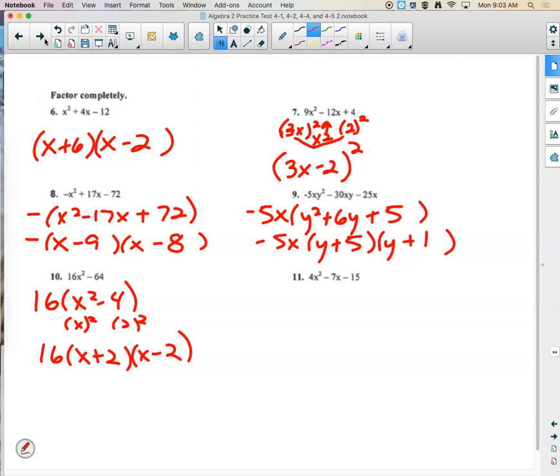11, greatest common monomial factor. I'd really like to take the 4. Can I take the 4? Rats. Hey, maybe it's a perfect square trinomial. That's 2x squared. Oh, golly, that's not.